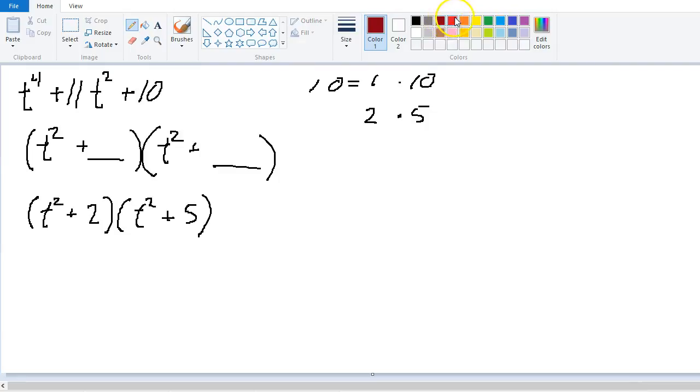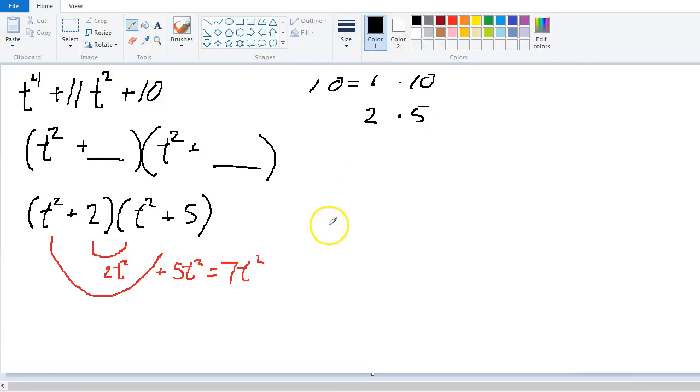Okay, let's check out the middle terms. 2 times t squared gives us 2t squared. And t squared times 5 gives us 5t squared. Uh-oh, 7t squared. Does not match our 11. Okay, we did it wrong. That's not going to work. Let's try it again.